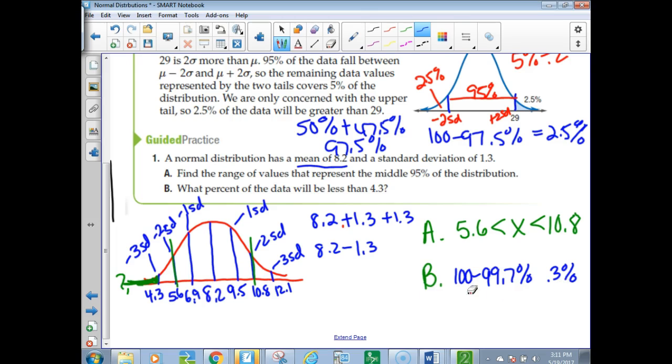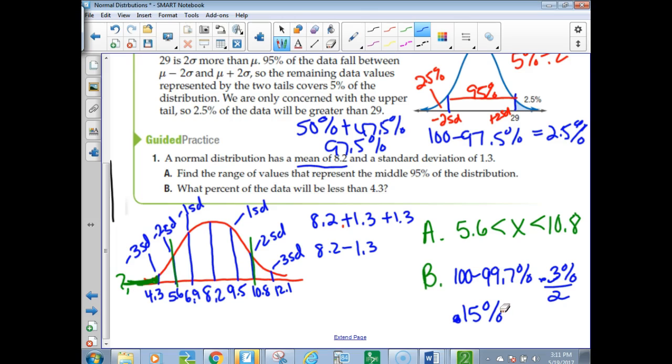So what do we have to do to this to get just the left side? Yeah, we have to cut that in half. Oh, sorry, that's 0.3%. So that would be 0.15%. Significantly smaller than 1% of the data lies outside on that side.